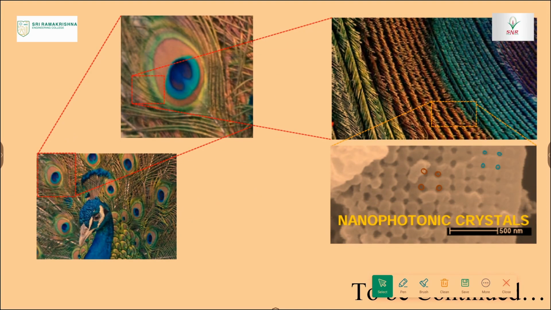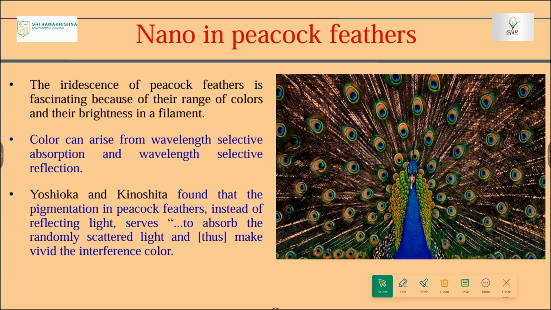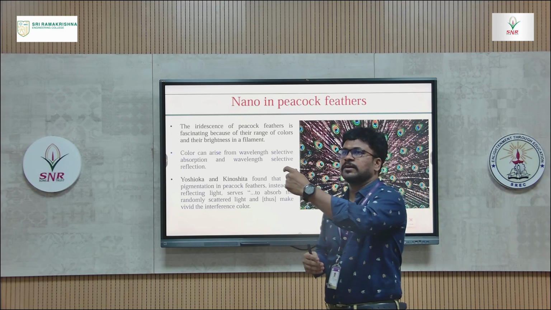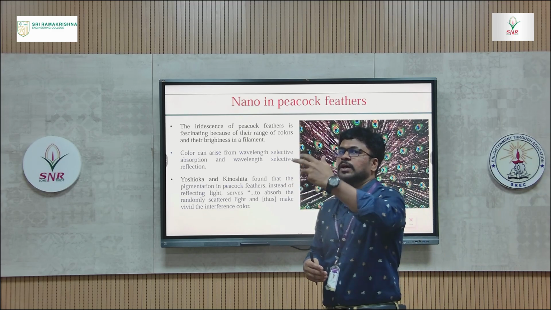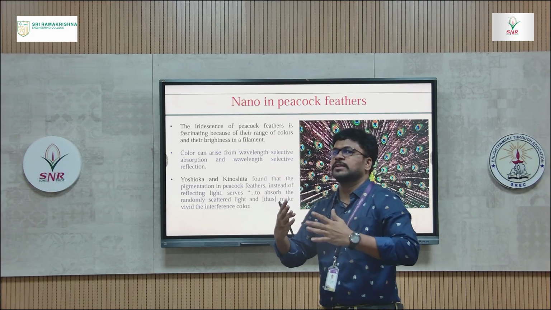So here we'll see. Yoshioka and Kinoshita found that the pigmentation in peacock feathers, instead of reflecting light, serves to absorb the randomly scattered light and thus makes the interference color vivid. So if sunlight hits this, the light gets scattered and it looks very shiny when the sun is exposed to these feathers. Likewise, windows have been designed so that when the sun is absorbed by the windows, they can show different colors and shiny effects.